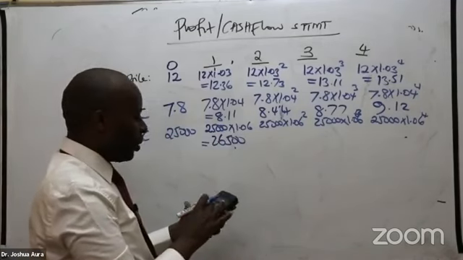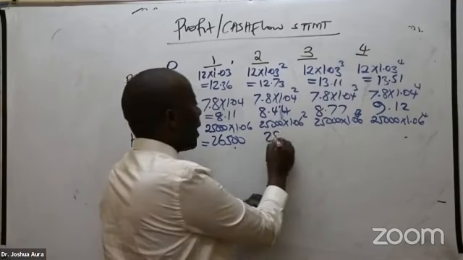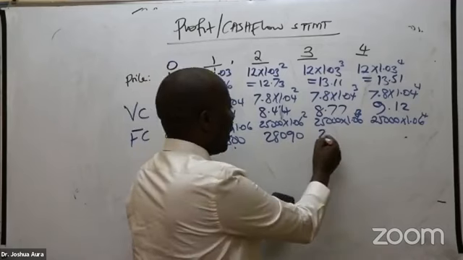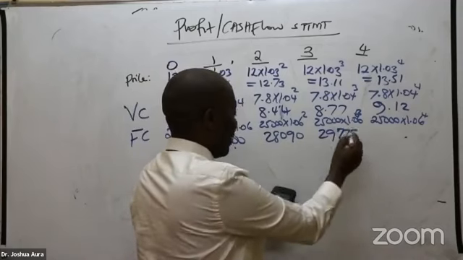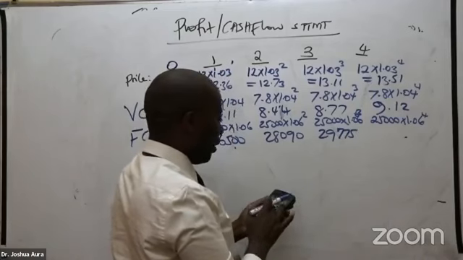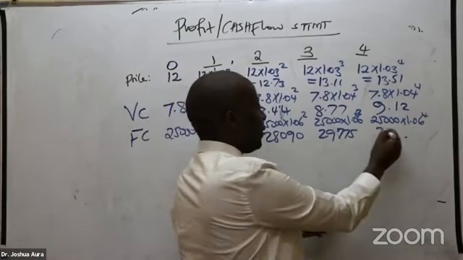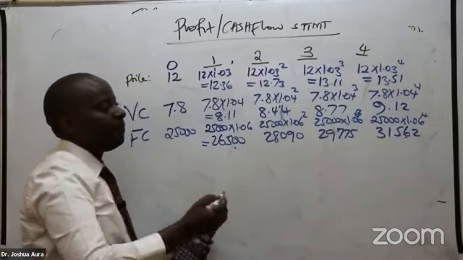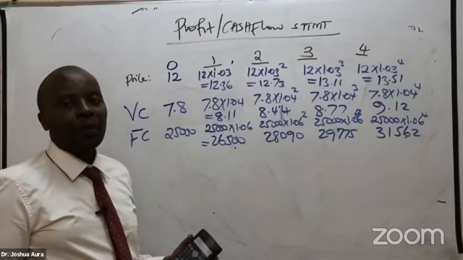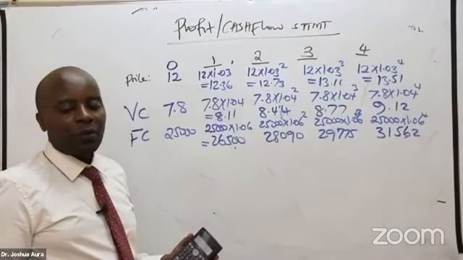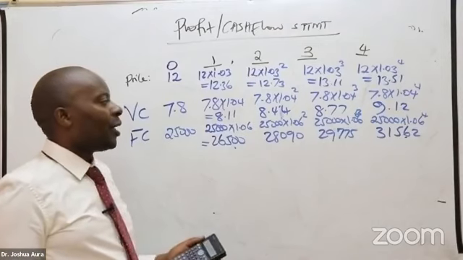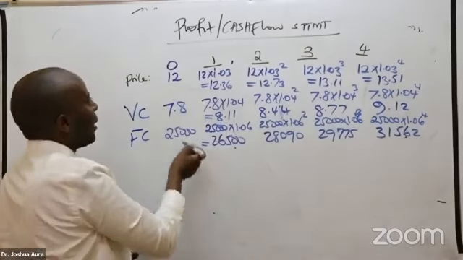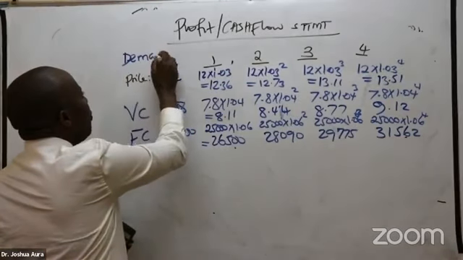26,500 raised to power 2, we have 28,090. 28,090 raised to power 3, we have 29,775. Then we have raised to power 4, which gives us 31,562, like that. Now, ladies and gentlemen, I would want this to go as a working. This is a working. And I would want us, in this case here, straight away to move to the totals.